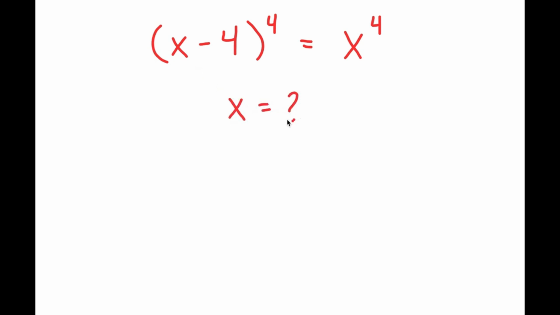Alright, so in this video, I'm going to be solving the equation x minus 4 to the power of 4 is equal to x to the power of 4. So, my only variable in this equation is x, so that's what I'm going to be solving for. And now for my solution.